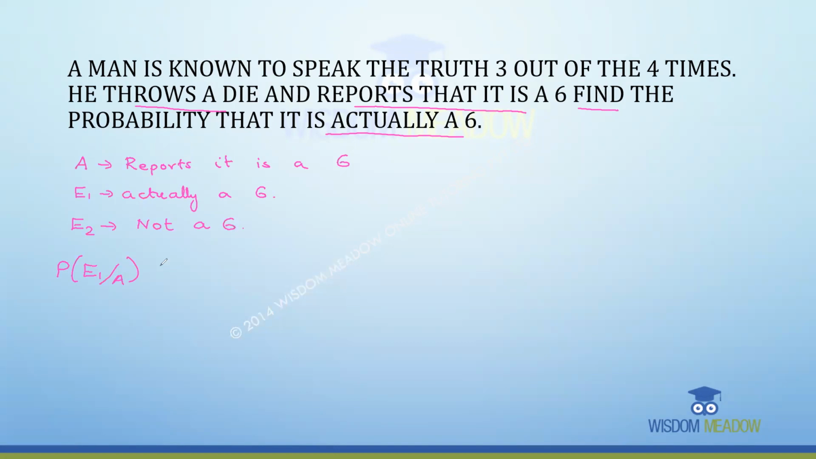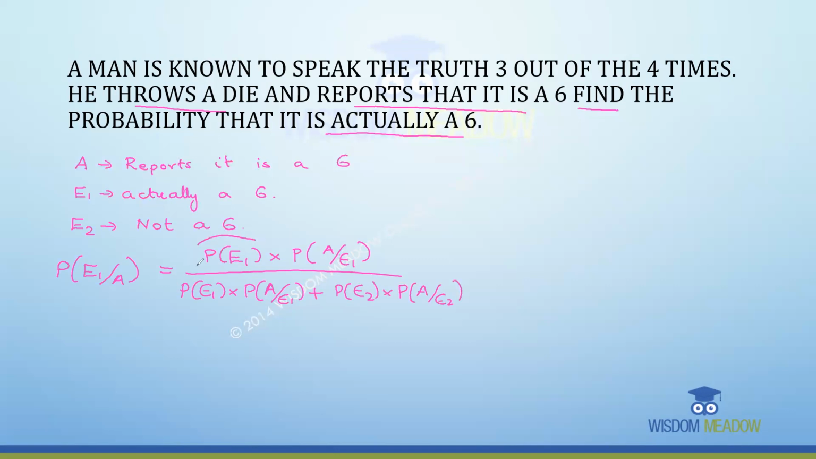So using the Bayes theorem, we know that the formula is going to be P of E1 into P of A given that E1 occurred, over P of E1 into probability of A given that E1 occurred, plus probability of E2 into probability of A given that E2 occurred.